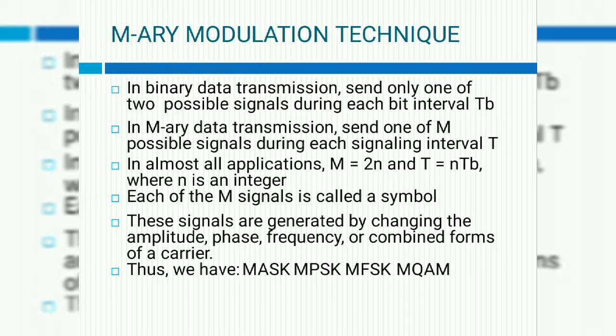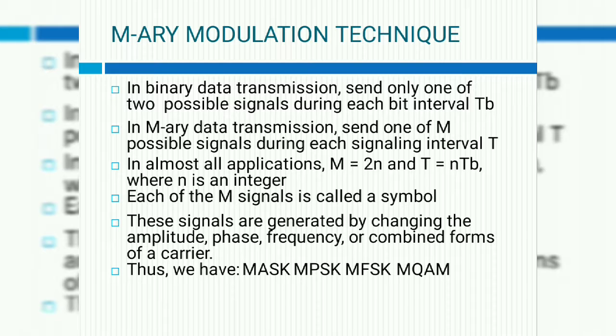If each of the message signals is called a symbol, the M signals are known as symbols. One symbol consists of a number of bits. These signals are generated by changing the amplitude, frequency, phase, or combined forms. Thus we have M-ary amplitude shift keying, M-ary phase shift keying, M-ary frequency shift keying, and M-ary quadrature amplitude modulation. So these are the techniques.